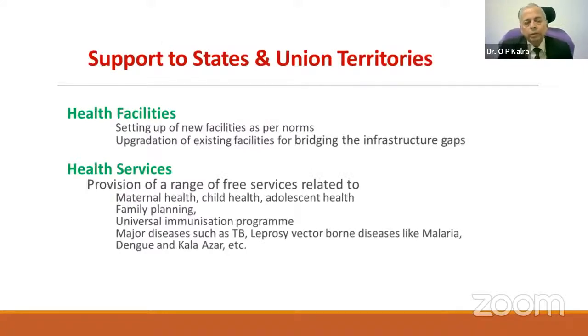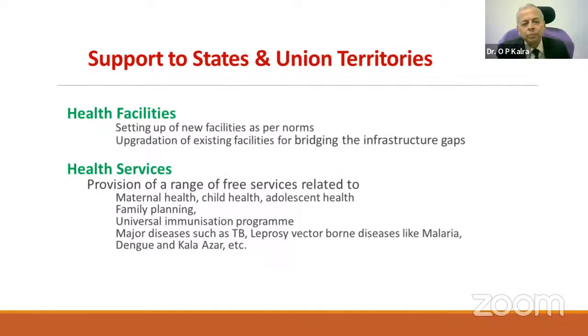Now, as it's a federal structure, the central government supports the states not only in creation of additional health facilities or augmenting the existing facilities as far as the infrastructural gaps are concerned, but also providing health services in a free range pertaining to maternal health, child health, adolescent health, family planning, universal immunization program, and also helping eradication or elimination of various infectious as well as non-communicable diseases.